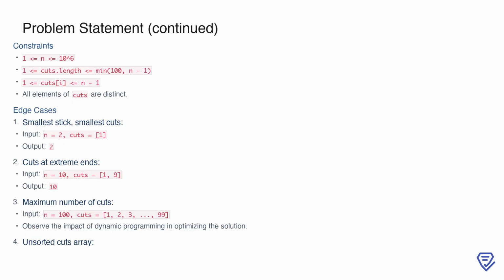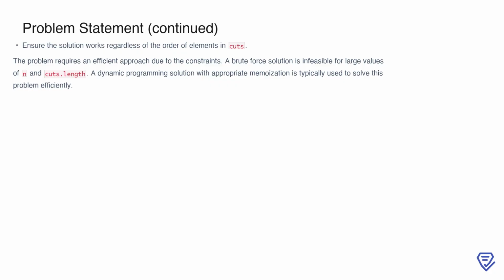For the largest possible input, with n equals 100 and cuts at every valid position from 1 to 99, the problem illustrates the need for an efficient dynamic programming solution, as brute force would be computationally prohibitive. Additionally, the solution must handle unsorted cuts arrays gracefully, as the order of elements in the cuts array should not affect the correctness of the result. Given the constraints, a brute force approach is impractical for large inputs, as the number of possible cut sequences grows exponentially. Instead, this problem is best solved using dynamic programming and memoization to optimize the process of finding the minimum cost. This approach ensures efficiency while still providing the correct result within the given limits.